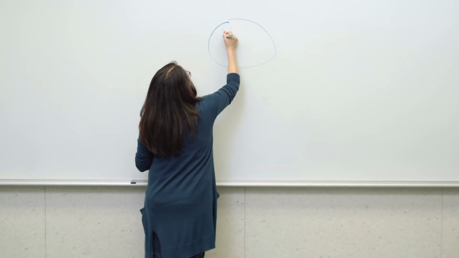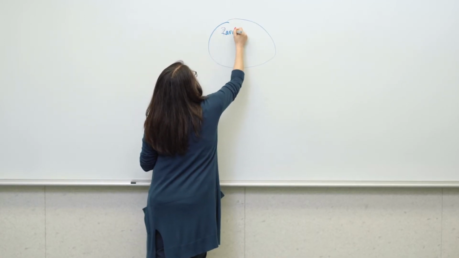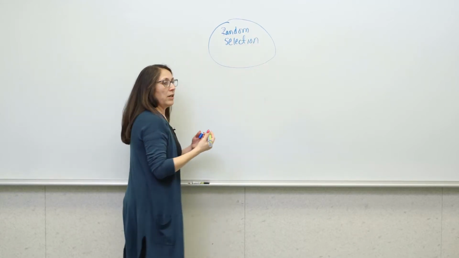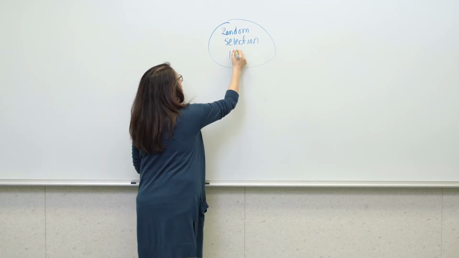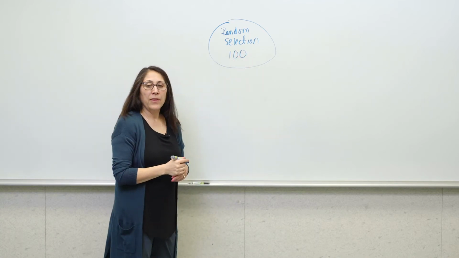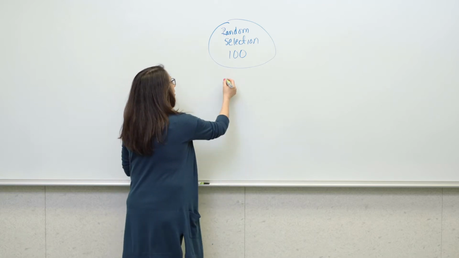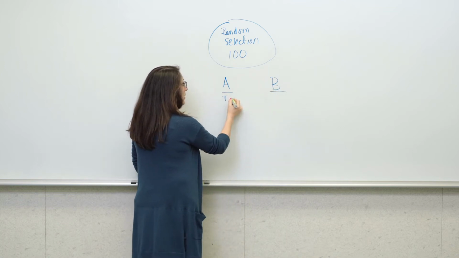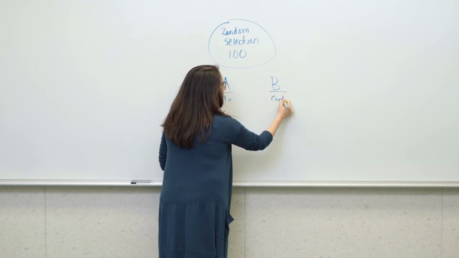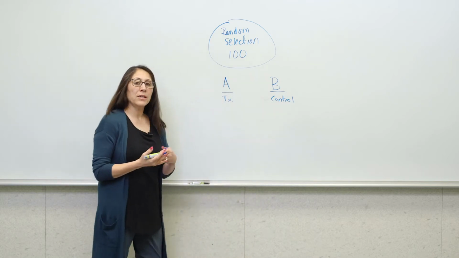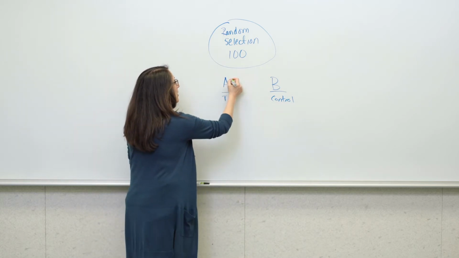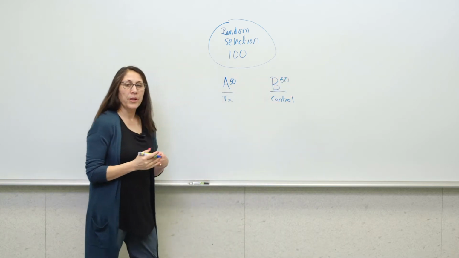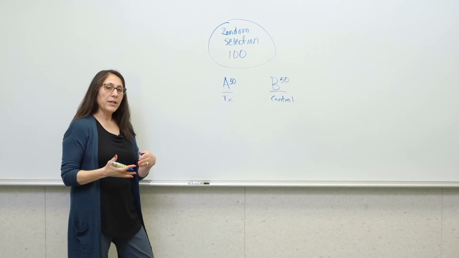We do our random selection. And let's say, and you guys all know what random selection is, we get 100 participants. And then for a between subjects design, let's say we just have two groups, group A and group B. This is our treatment group and this is our control group. For a between subjects design, what you do is you just randomly assign 50 people to this group and 50 people to this group. Now, this is a very common design.